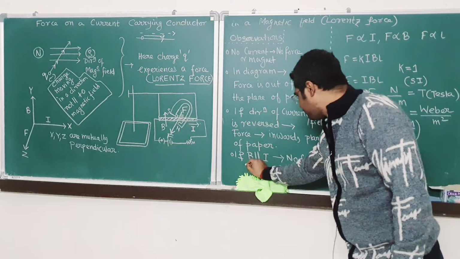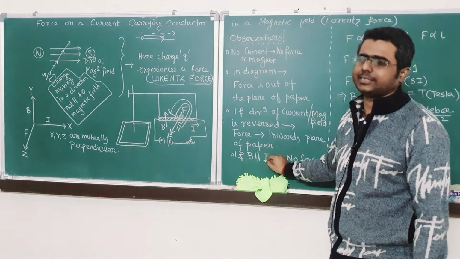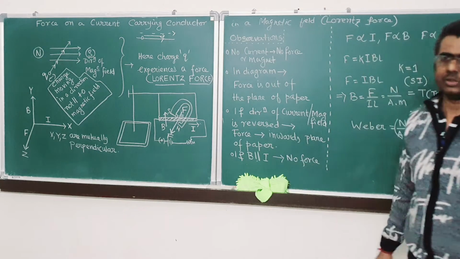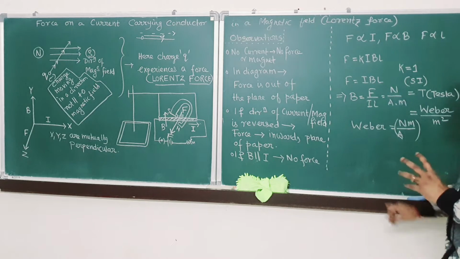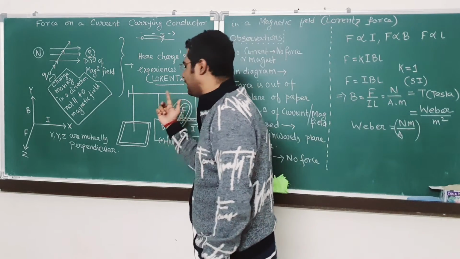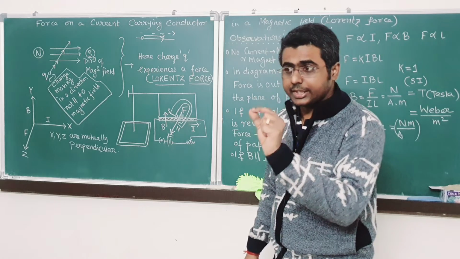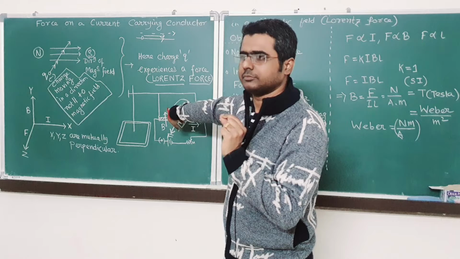Now if B becomes parallel to current, that is, current direction and magnetic field direction are the same, then there will be no force. We have already discussed. Done. Next, suppose I reverse the direction of only the current. Then the force will go below the plane of paper.